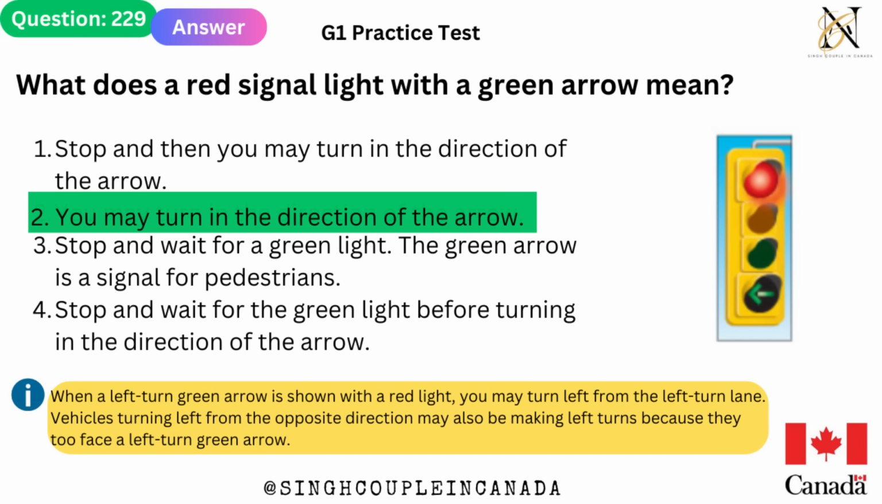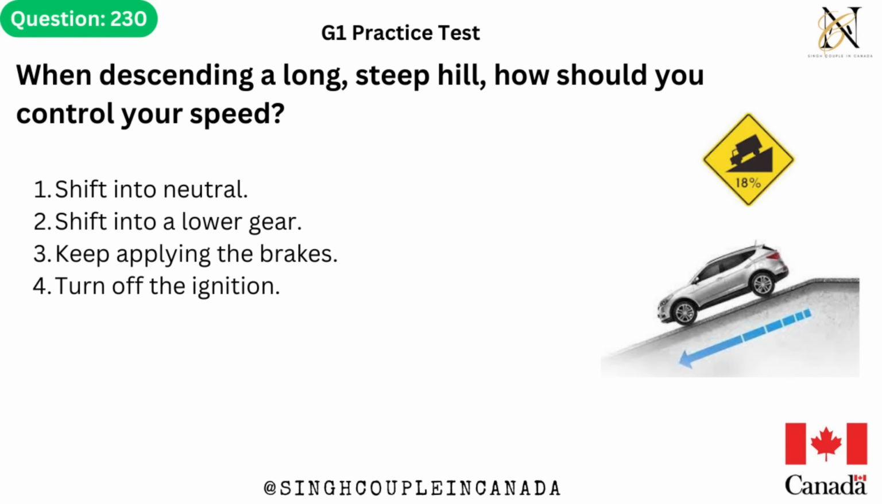When a left turn green arrow is shown with a red light, you may turn left from the left turn lane. Vehicles turning left from the opposite direction may also be making left turns because they too face a left turn green arrow. When descending a long, steep hill, how should you control your speed?